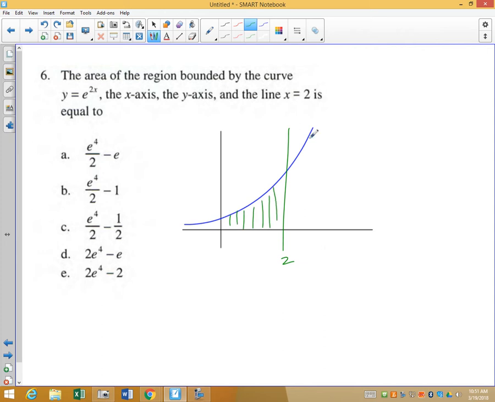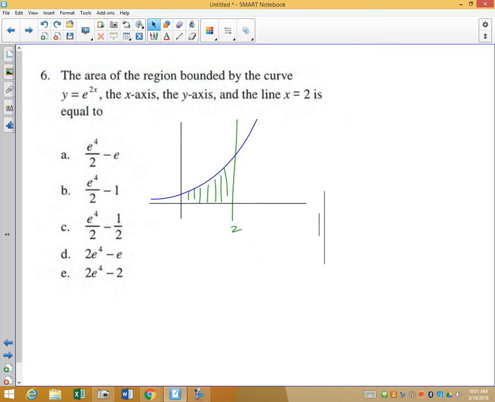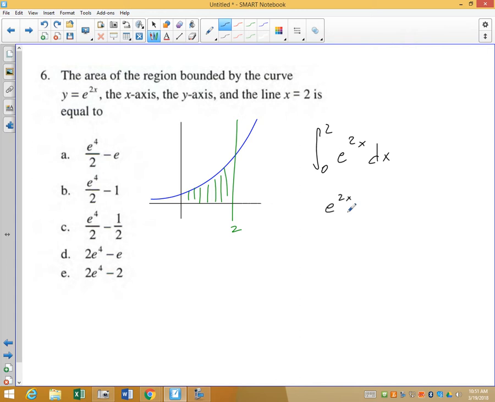How would I get that? The setup, I mean. Should be an easy setup. I lost my whiteout. What's our setup? It'd be the integral from 0 to 2 of the function e to the 2x. What is the antiderivative of e to the 2x? No, it's not 2e to the 2x. That's the derivative. This one is e to the 2x divided by 2.